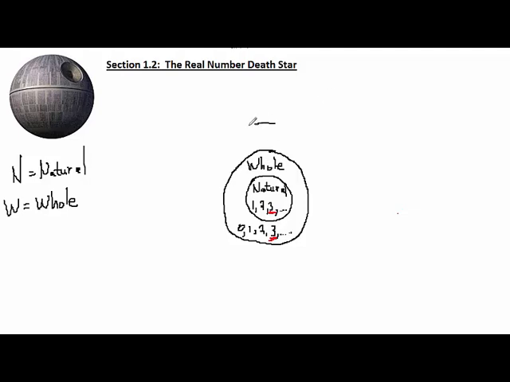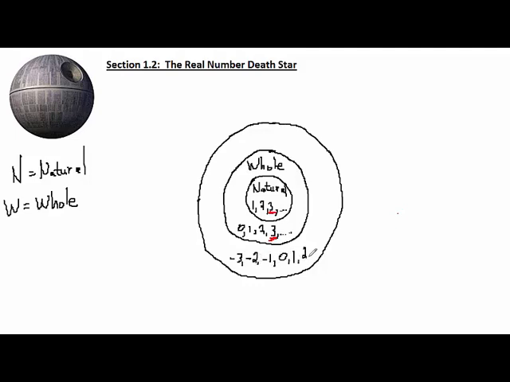Let's go to the next layer of the Death Star. The next layer of the Death Star includes our negative numbers as well, like -3, -2, -1, 0, 1, 2, 3. Any of our positive or negative counting numbers fall under this category, and this category is called the integers category. Integers. I like to spell integers wrong with a Z. You're going to want to spell integers wrong with a Z because Z is its letter nickname. So if you ever want to say all the integers, you would use a capital letter Z.